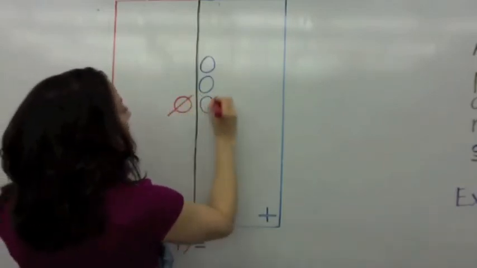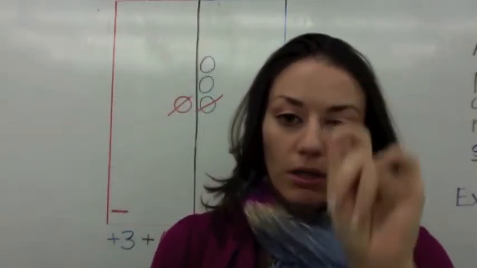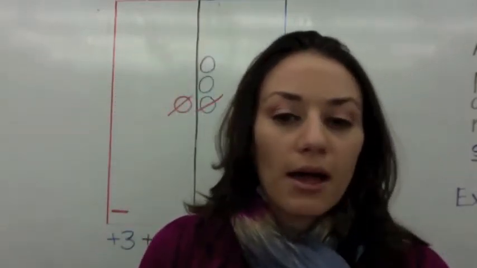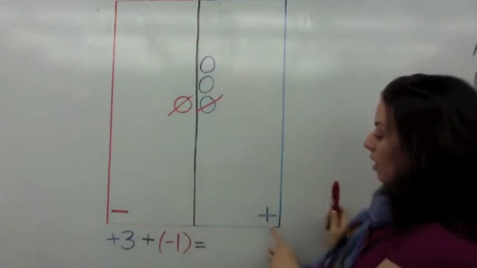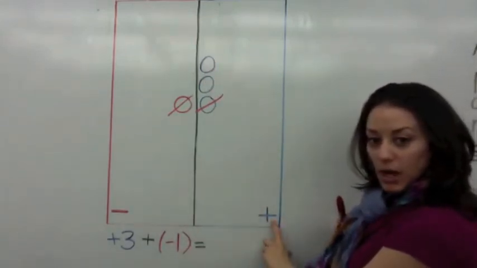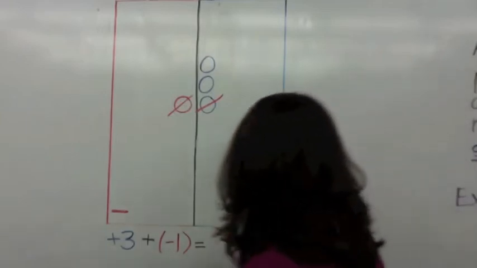So we cross them out like this, and we ask ourselves, how many circles are left, and on what side are they on? You have how many? 2 circles on the right. So that's what? It's positive. What's the answer? Positive 2.